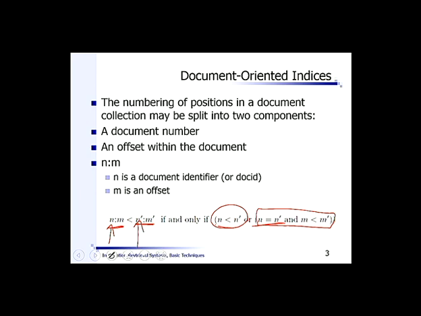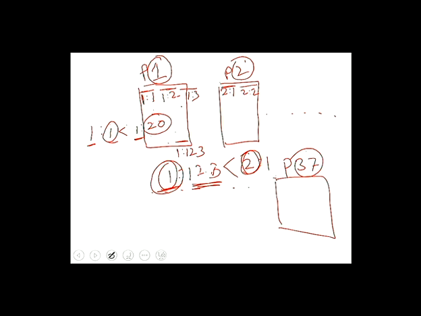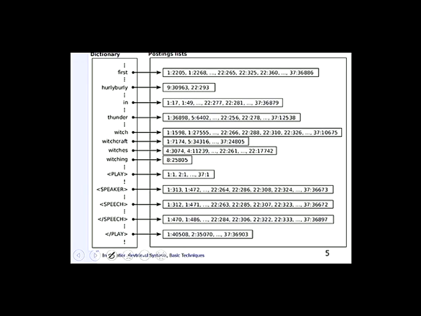And inside the same document, it's quite intuitive that the offset will decide which value is less. Okay. So here you can see the first occurrence of "first" is in the first document at location 2205. The second is in the first document at 2268. Over here it appears in document number 22 in these locations, and the last is in document 37.